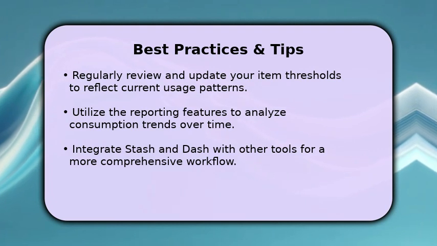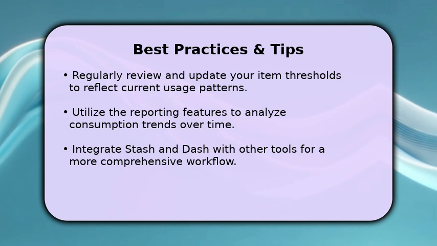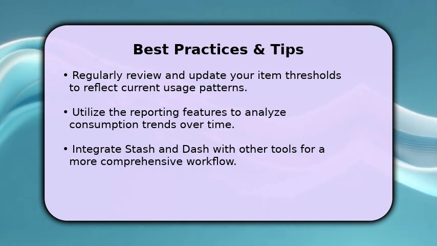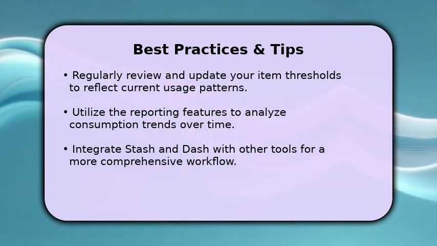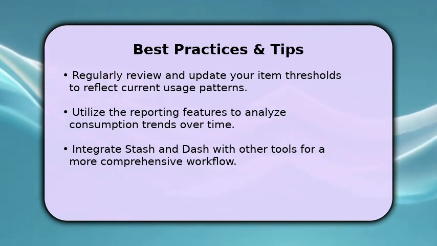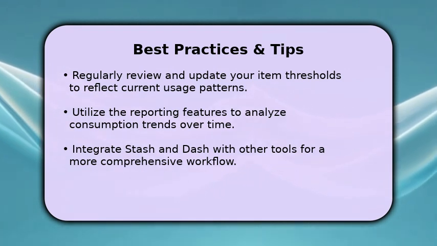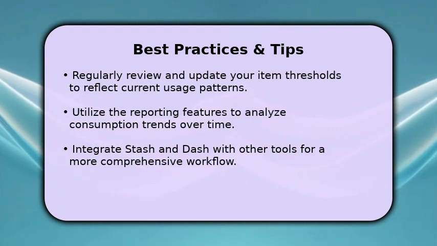For optimal use, regularly review and update your item thresholds to accurately reflect current usage patterns. Perhaps adjust a threshold from 5 to 7 units. Make sure to utilize the system's reporting features to analyze consumption trends over several months, helping you forecast future needs more precisely. Consider integrating Stash and Dash with other operational tools for a more comprehensive and seamless workflow, maximizing its efficiency across your entire operation.